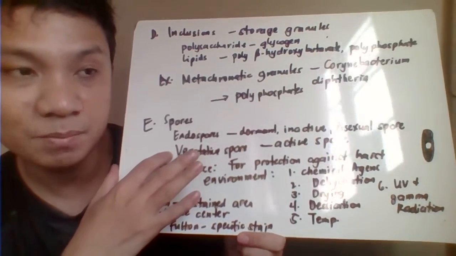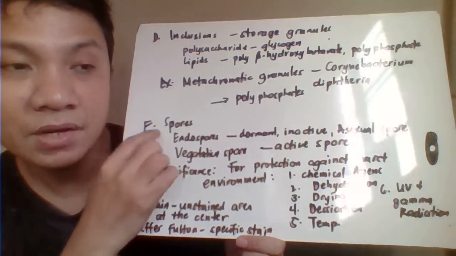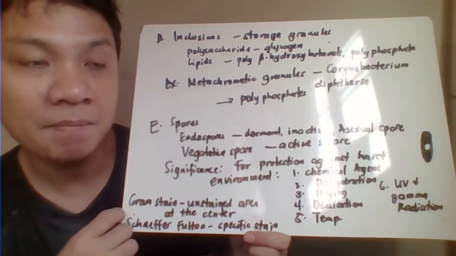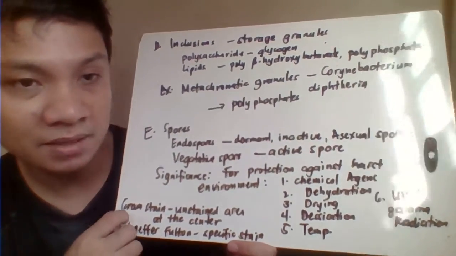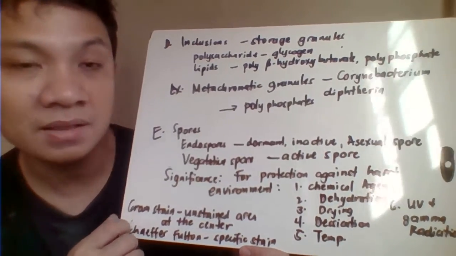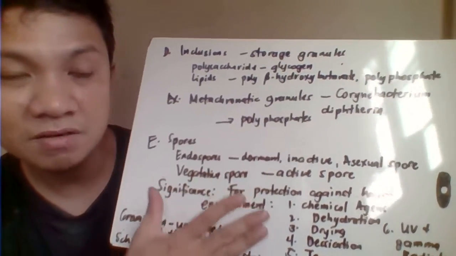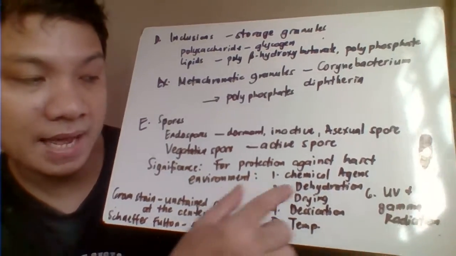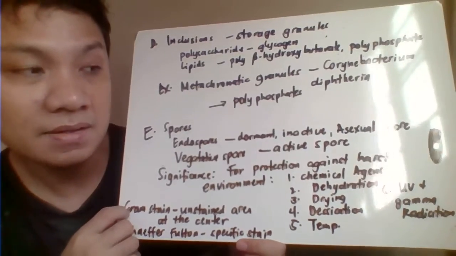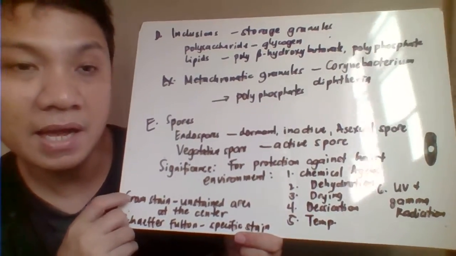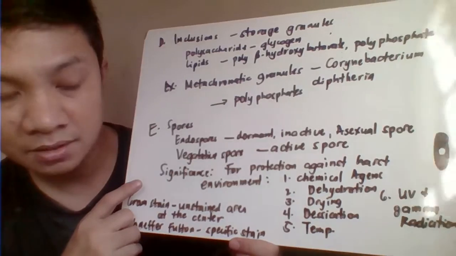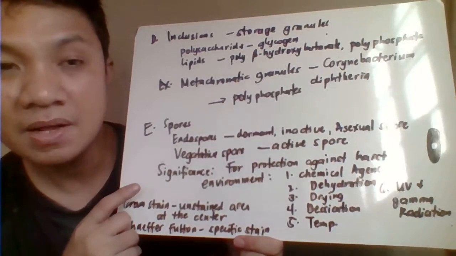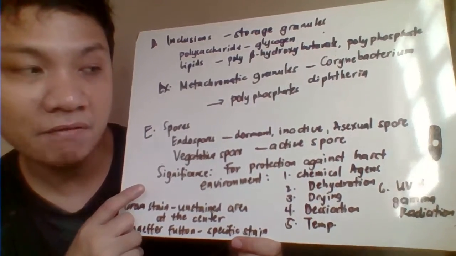This is the active spore. The endospore becomes a vegetative spore once the bacteria has been exposed to a harsh environment. What are examples of a harsh environment? Again, they serve only as protection of the bacteria for them to withstand the harsh environment. Like what? Like the presence of chemical agents, reagents. We also have dehydration, desiccation, drying up. We also have high temperature, and even the presence of gamma and ultraviolet radiation.